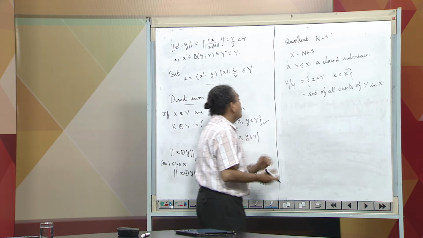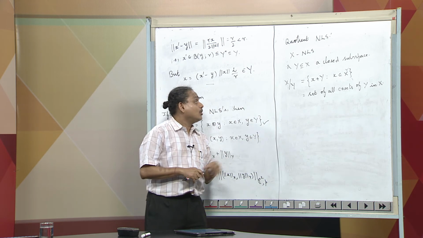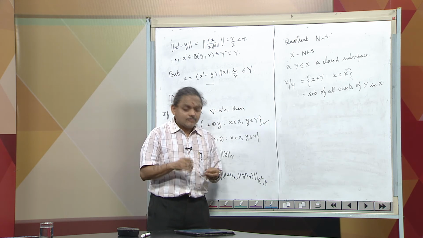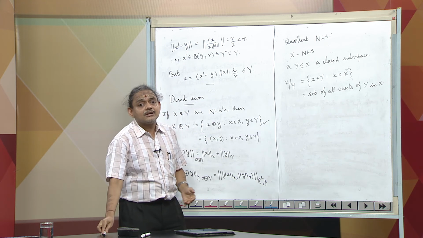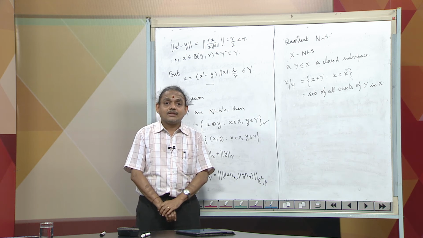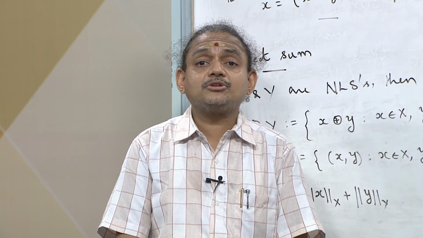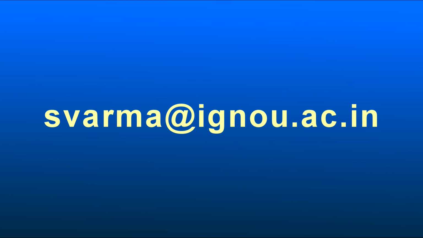So, what we wanted is a norm on this space. Having introduced this, in the next lecture we will introduce a norm on this quotient space, and then we will also see some properties of this quotient space, and apart from which we will also prove some more general properties of a normed linear space. So, you can send your feedback to the following email ID. Thank you.